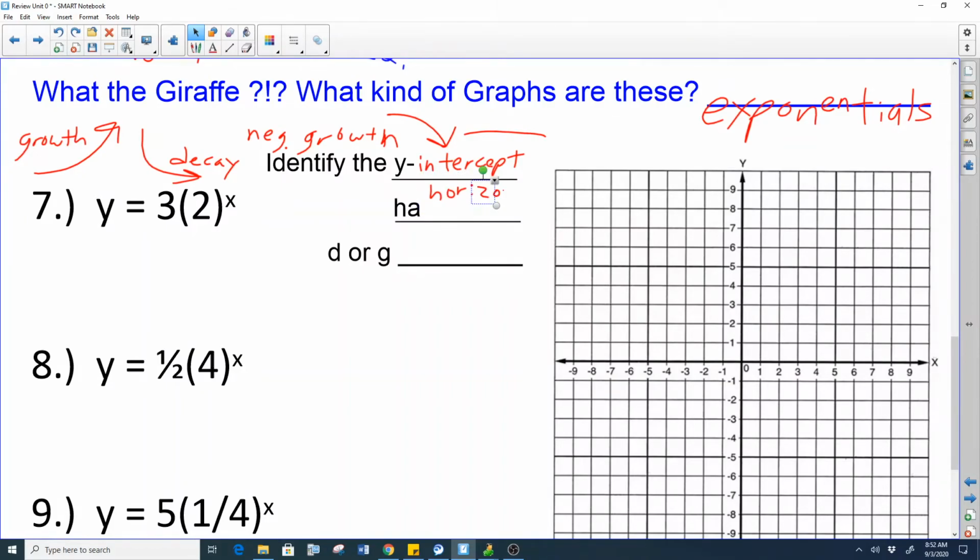The horizontal. I'm going to say a bad word. Cover your ears. Asymptote.